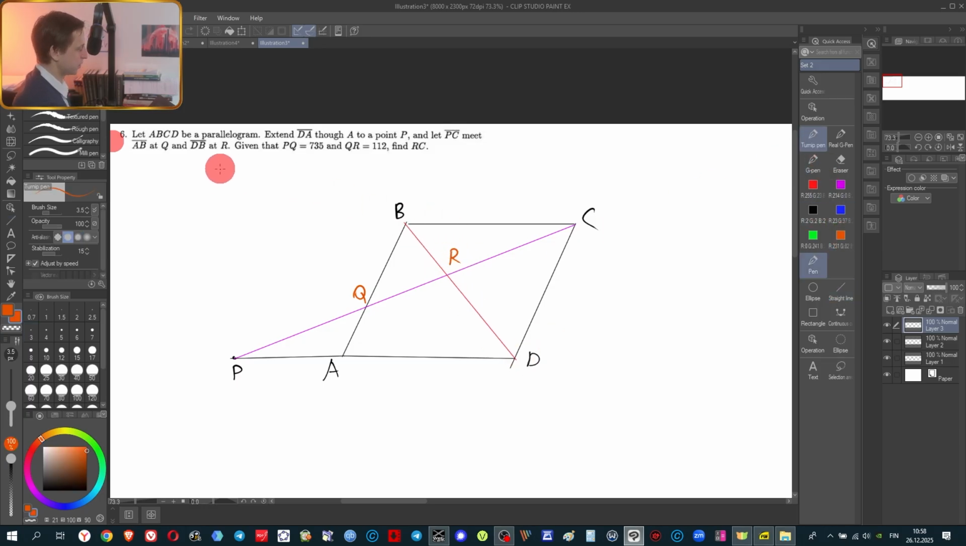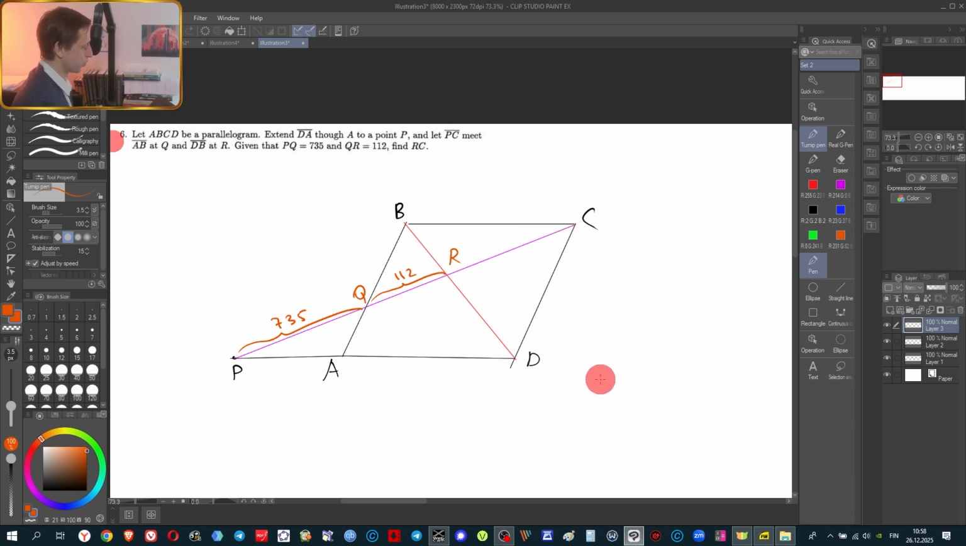And after that, we are told that PQ is 735. So this segment is 735. QR is 112. So this one is 112. And you need to find RC.